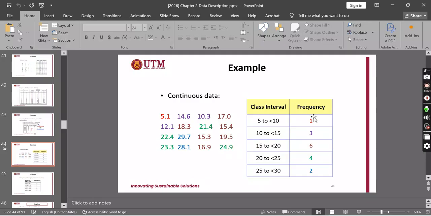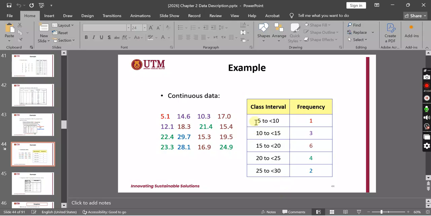If you have a continuous data set, how can you make it? The smallest value that you have is 5.1. So you can put 3, you can put 2, you can put 5. It's up to you. You can put 4. So we put here 5 to less than 10. That means 10 is not included in this class. It's starting from 5 to 9.99999. The second one starts from 10 to 14.999. 15 is not included, and so on.